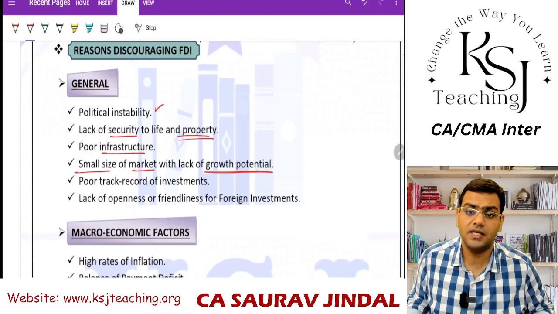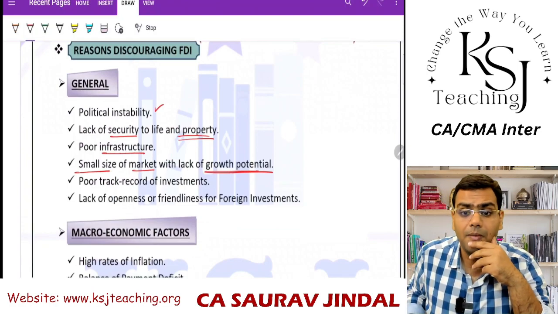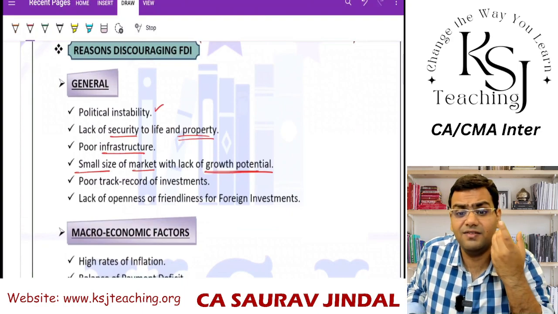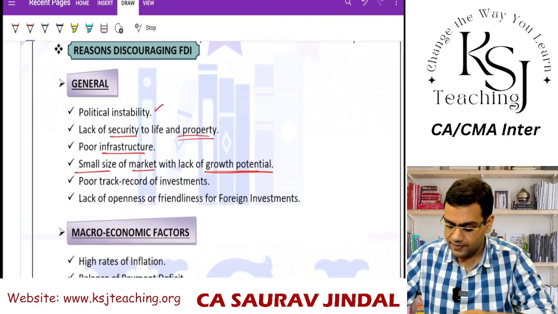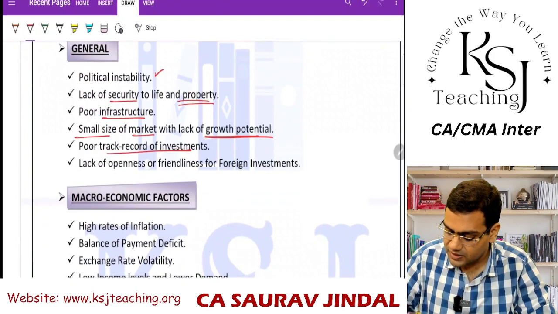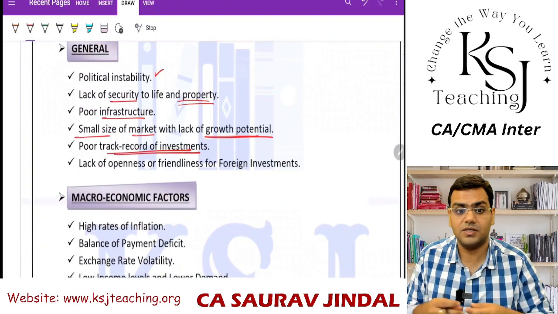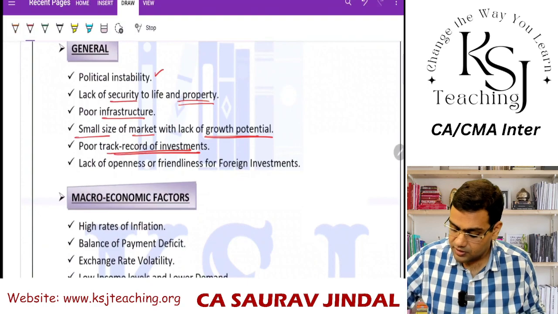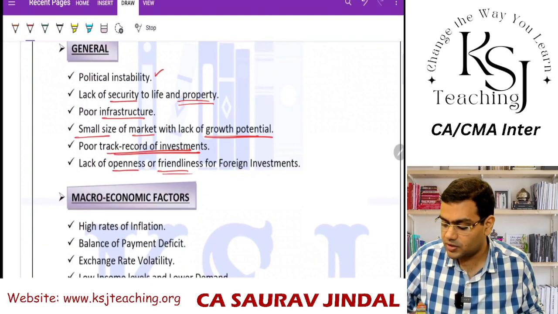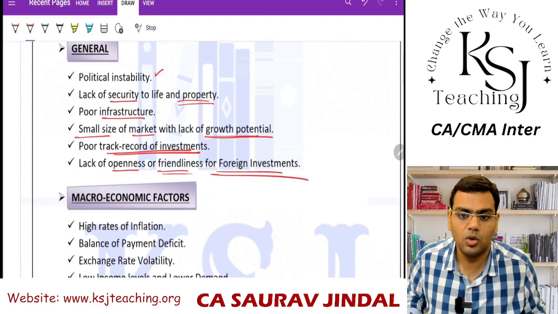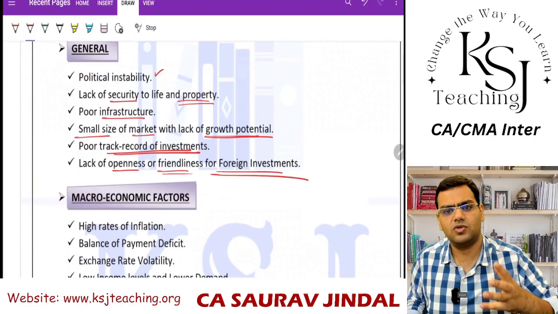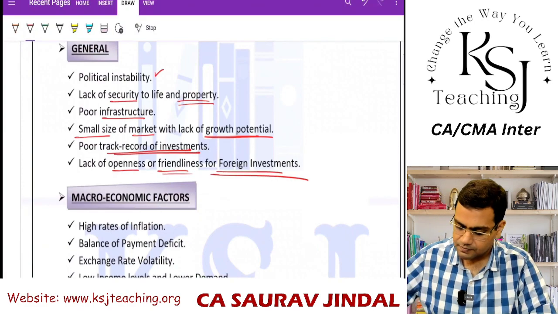If the market is not there, let's say Mr. X wants to invest in India, but he sees that there is no market for the product in India, then why will he invest in India? That will be the wastage of money, isn't it? Poor track record of investment, the investment climate is not there, the lack of openness or the friendliness for the foreign investment. If the country doesn't show the friendliness, if there are strict rules and all those things, then the investment will not flow.